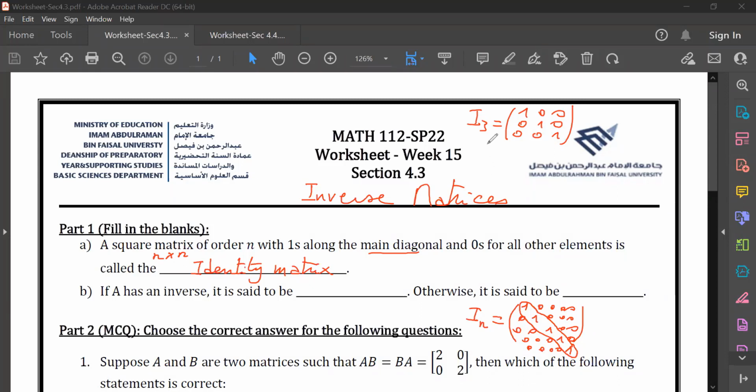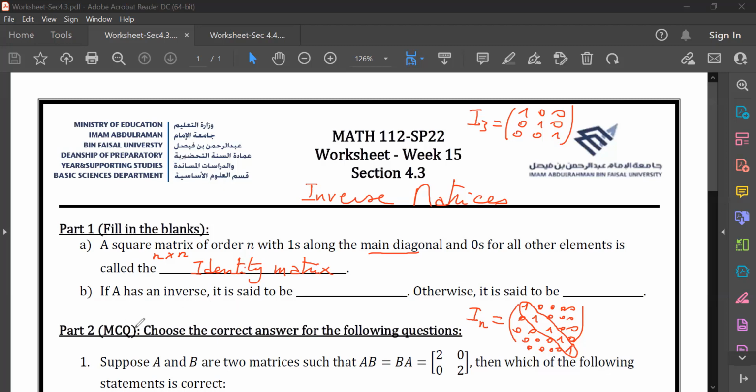And this matrix is very important in this section, related to this topic, finding the inverse matrices. If A has an inverse, a matrix which has an inverse, how do we call it? How do we call a matrix having an inverse? At the same time, a matrix which doesn't have an inverse, how do we call it?